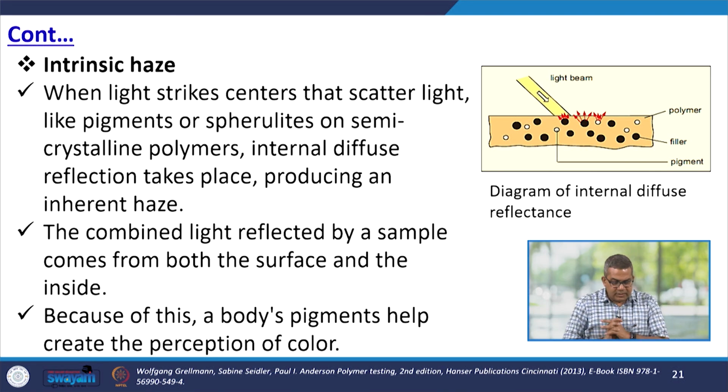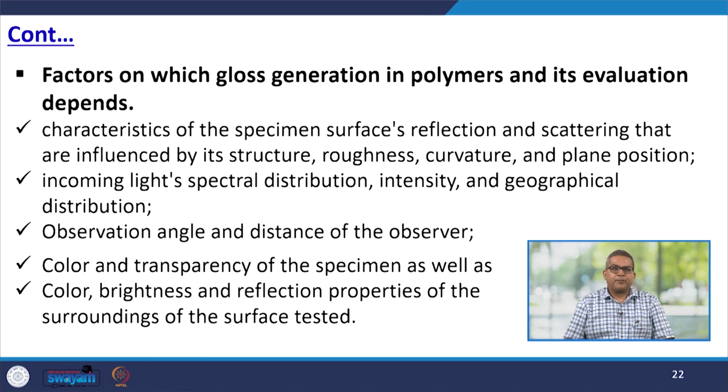Let's talk about the intrinsic haze. This is the light beam, and it is scattered over the polymer by these fillers and these certain pigments. So, when the light strikes centers that scatter light, like pigments or spherulites in a semi-crystalline polymer, internal diffuse reflection takes place, producing an inherent haze. The combined light reflected by a sample comes from both the surface and the inside. Because of this, the body's pigments help to create the perception of color.